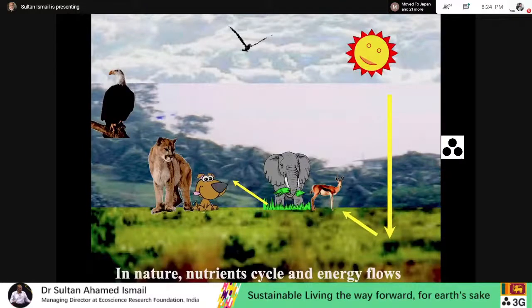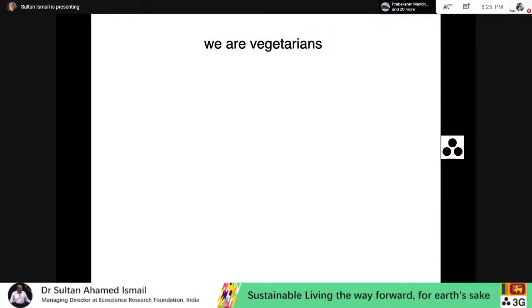Because the elephant is occupying the first level here, eating the grass which directly fixes the energy from the sun. Whereas the dog eats the meat of an animal which has eaten the grass which has fixed the energy. So as you go higher, they have to consume more to obtain the same level of energy. That is the reason why we are all vegetarians. We Asians are all vegetarians.